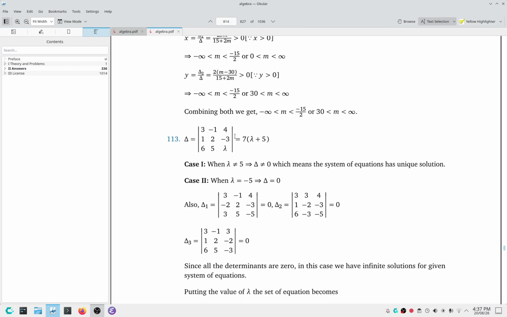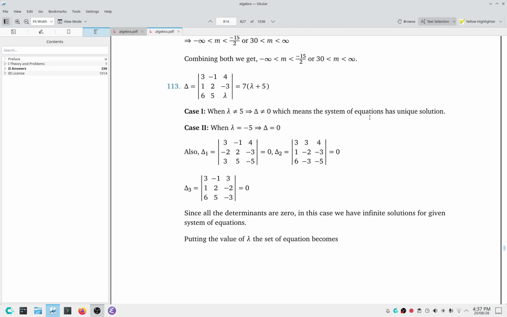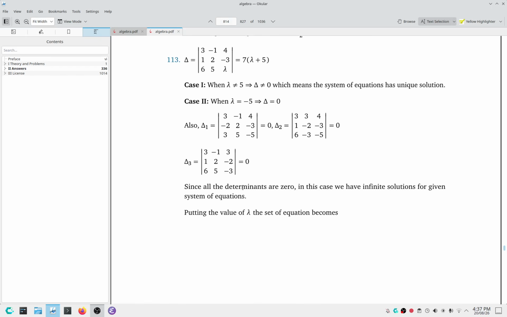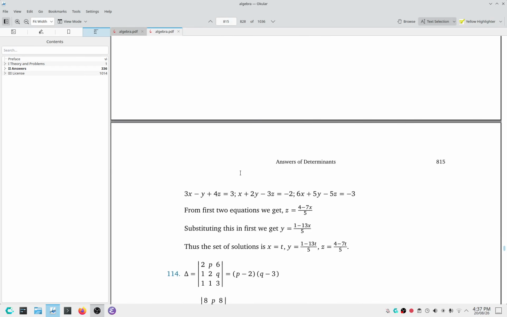So we have delta is equal to 7 times lambda plus 5. So when lambda is not equal to minus 5, delta is not equal to 0, which means the system of equations will have a unique solution. Now case 2 is when lambda is equal to minus 5, that is delta is equal to 0. So we compute delta 1, delta 2 and delta 3, all three become 0. So we will have infinite solutions for the given system of equations.